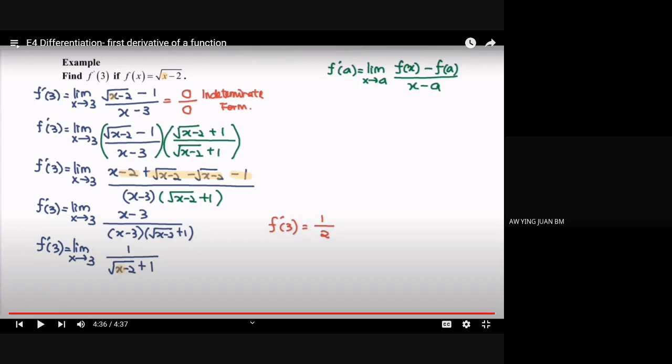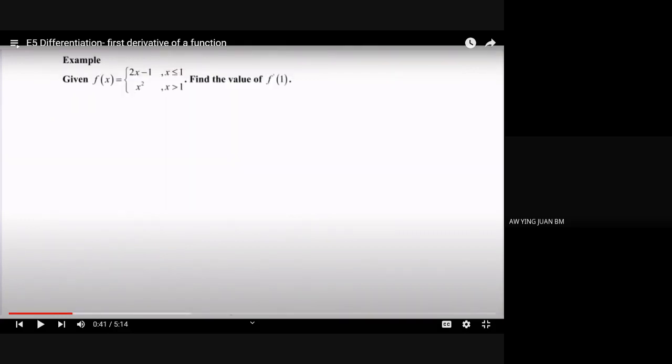So sekarang kita akan masuk ke example yang seterusnya. So untuk example ini anda perlu beri perhatian lah ya, sebab ini tentang soalan differentiable. Okay, buat remark, jot down, ini penting. Example, given the function fx, we have a piecewise function. Find the value of f prime 1.